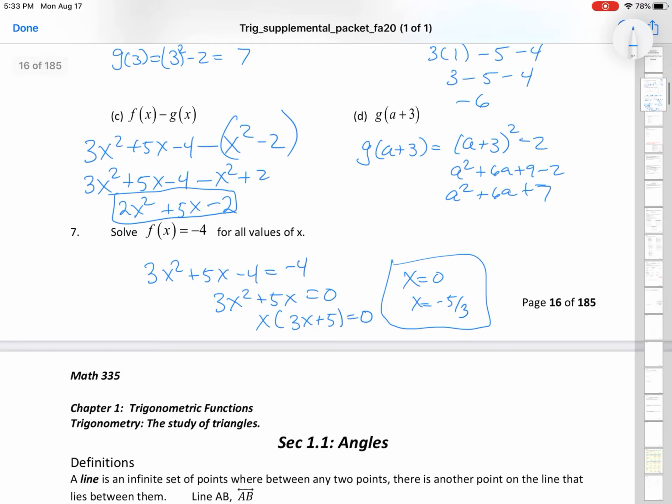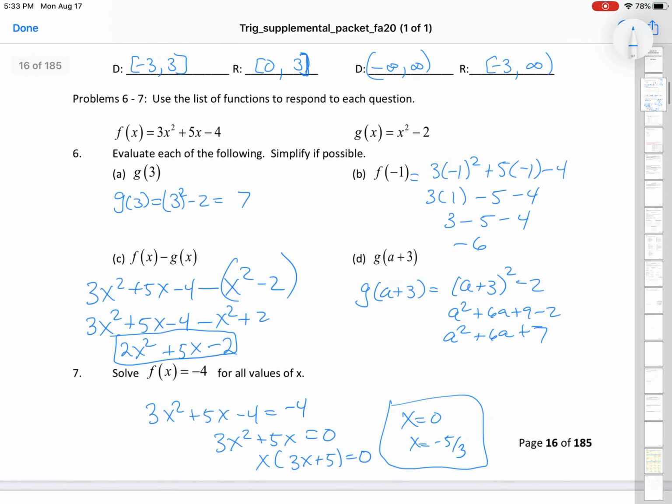So our next video will get into section 1.1, but this is all the background work for us to be able to hit the ground running.